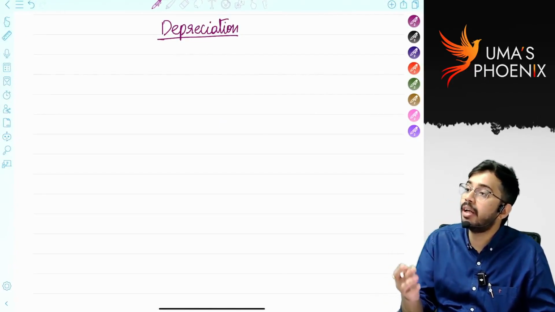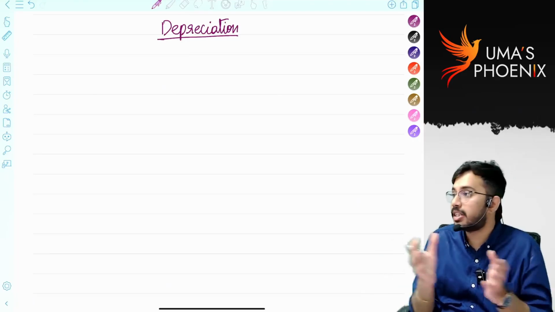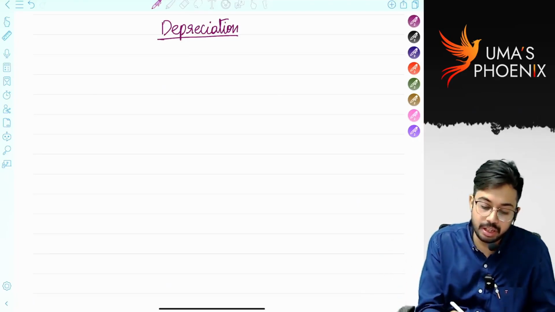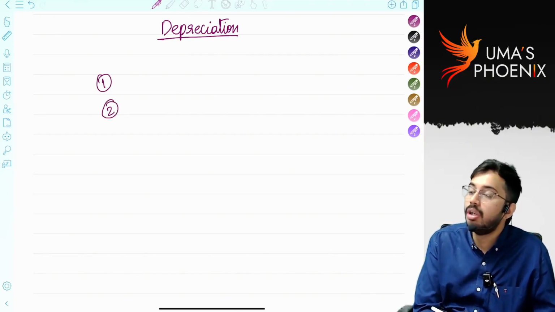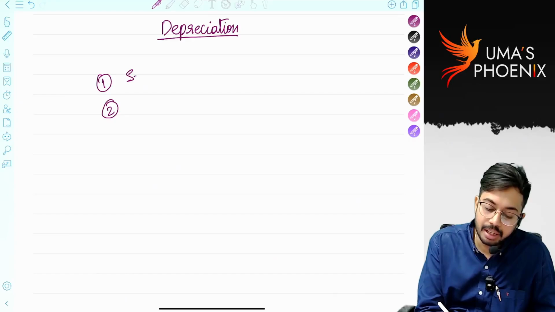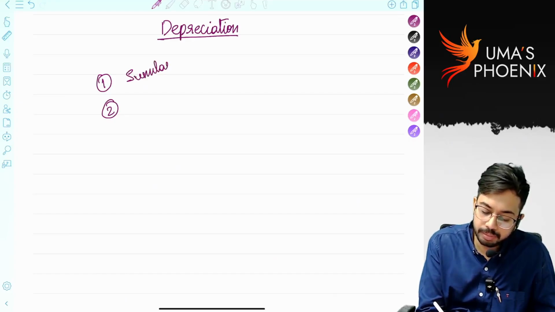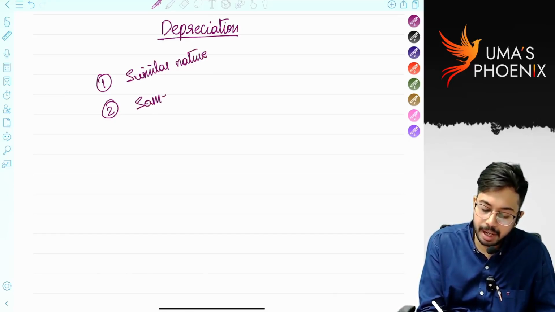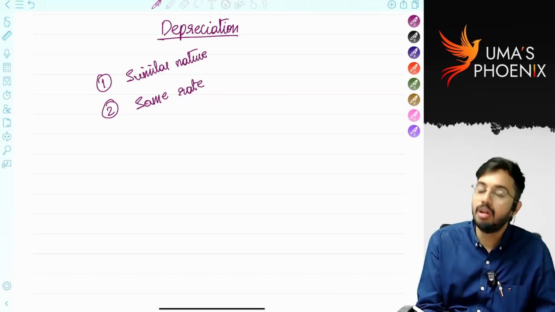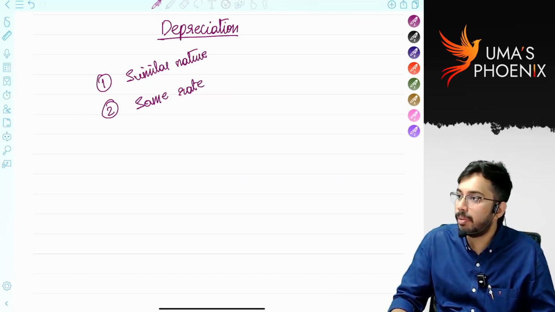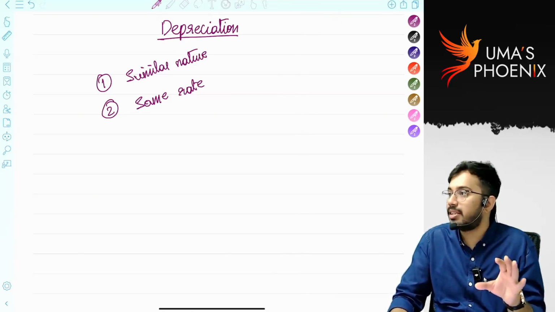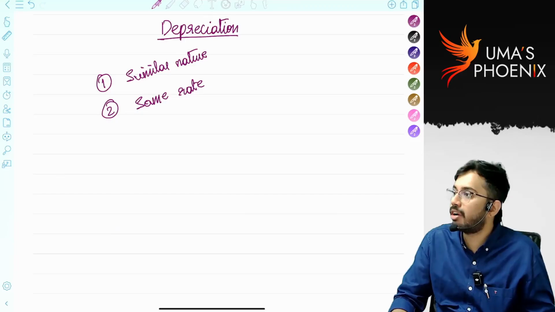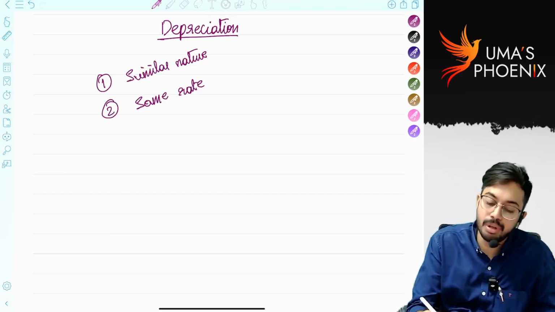How to classify or group assets into a block? That is the next question. There are two conditions to classify assets into a block. Those assets which have similar nature, which fall under the same class, and which have the same rate of depreciation, will be classified into one block.